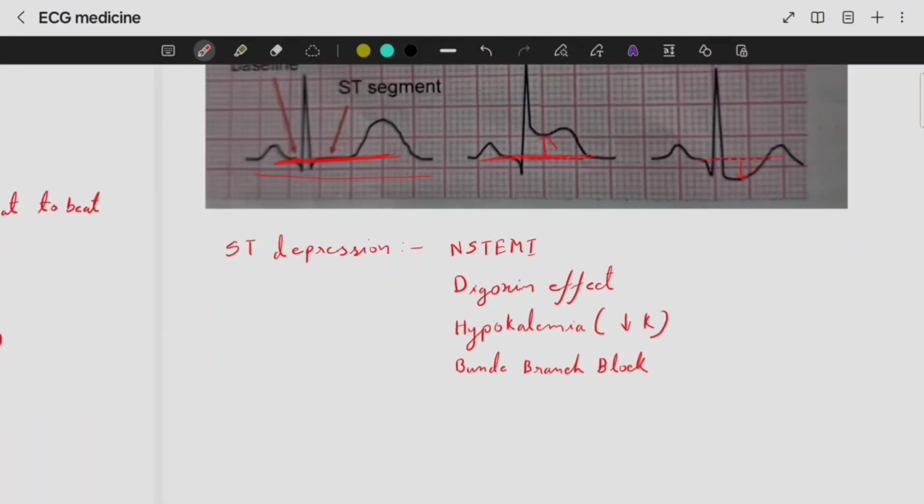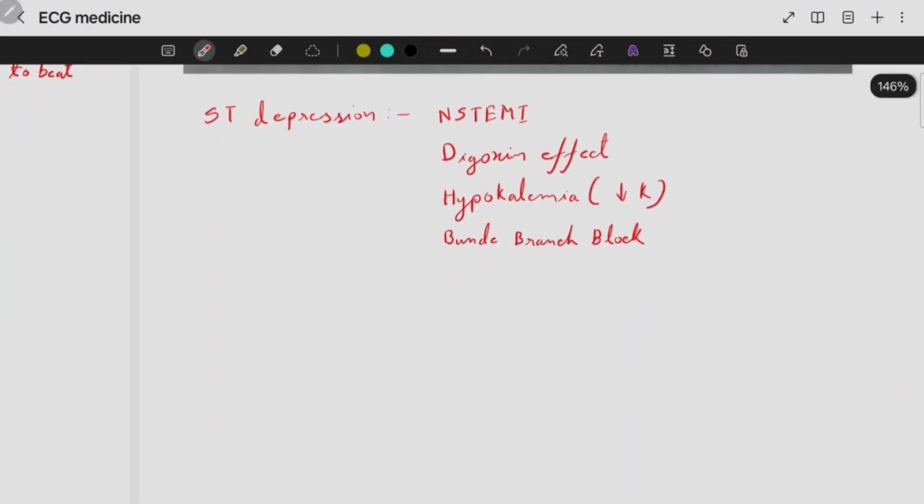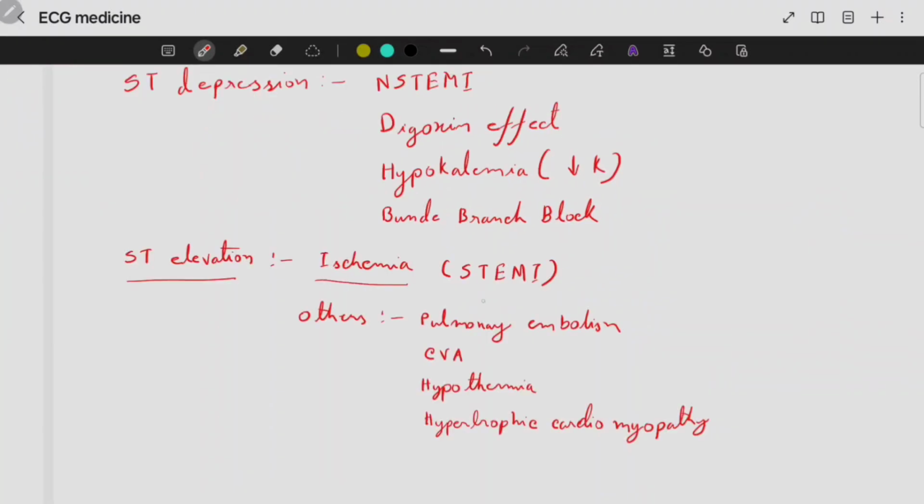So causes of ST depression are non-ST elevation MI, digoxin drug effect, hypokalemia or bundle branch block. These are the causes of ST depression. Okay. Now see the ST elevation. The main cause of ST elevation is ischemia. Okay, myocardial ischemia seen in ST elevation MI, and others like pulmonary embolism, cerebrovascular accident, hypothermia and hypertrophic cardiomyopathy, then cardiac aneurysm. Okay, these are the other causes where you can see the ST elevation.